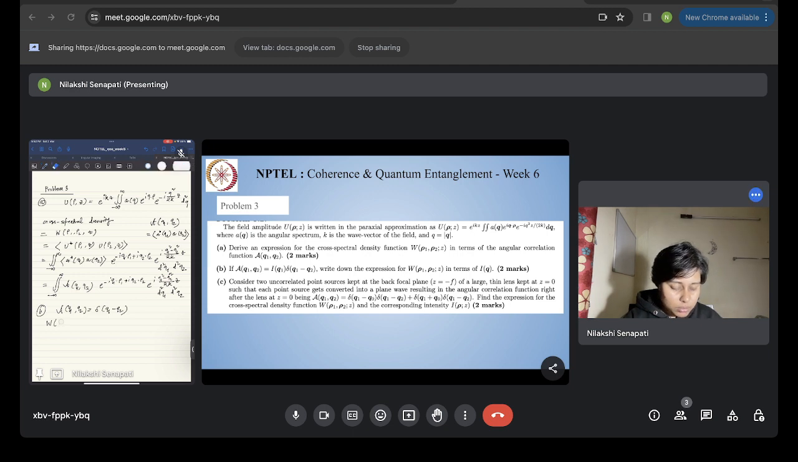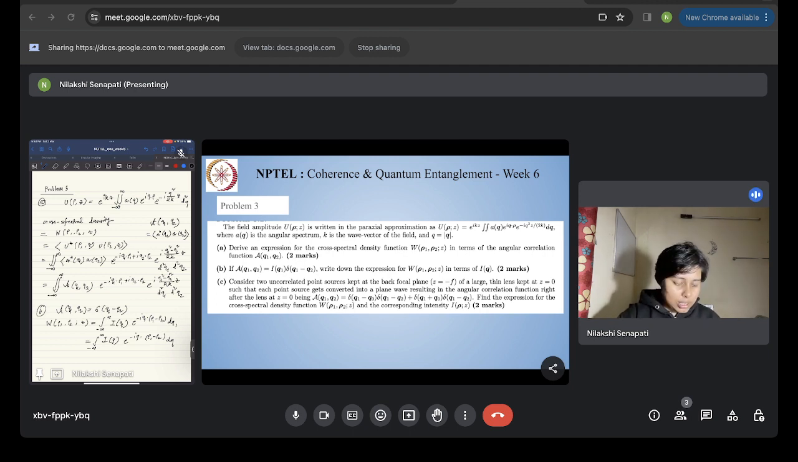So W becomes W(ρ1, ρ2, z) equal to integration from minus infinity to infinity I(q) with exponent minus i q dot (ρ1 minus ρ2) dq, right? Because there is no q2 here, and q1 needs to be equal to q2, only then can we write it in terms of either q1 or q2.